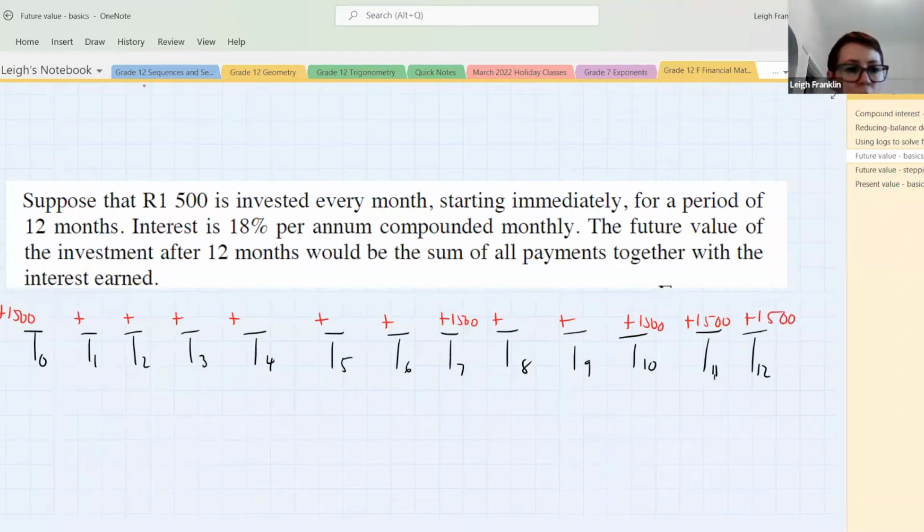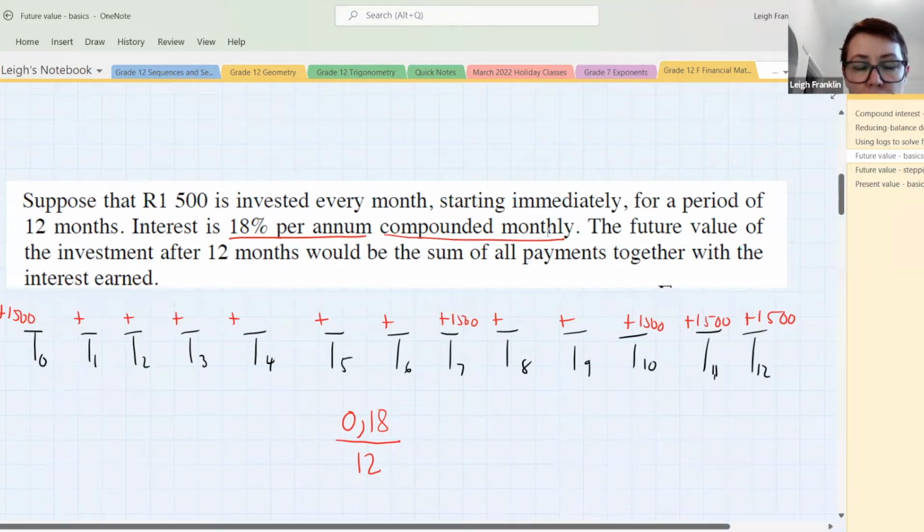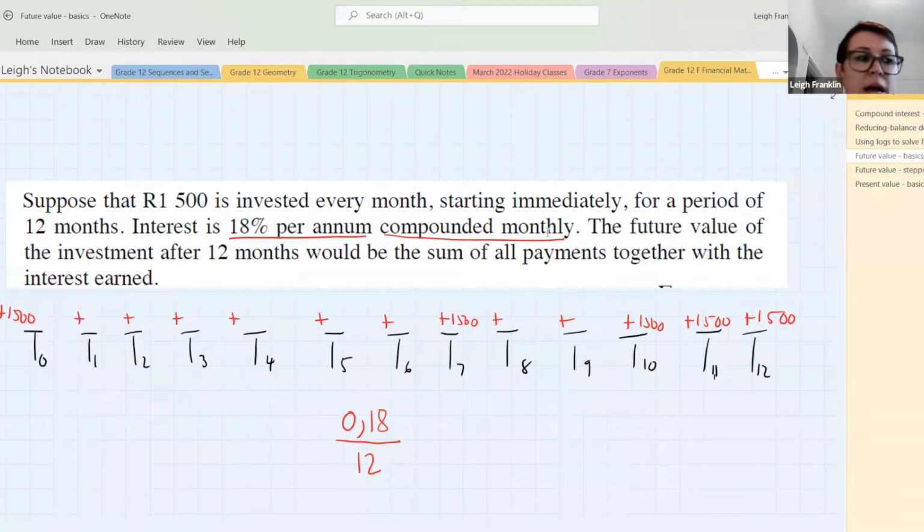All right, from beginning to end, the interest rate doesn't change. It's 18% per annum, compounded monthly. So 18% per annum is 0.18. And remember, we have to divide by, so for example, if it's compounded monthly, then we have to divide by 12 because there are 12 months in 1 year. If it says the interest is compounded quarterly, then we have to divide by 4 because there are 4 quarters in a year. Or if they say the interest is compounded half yearly, or biannually, then we would have to divide by 2 because there are 2 half years in a full year.